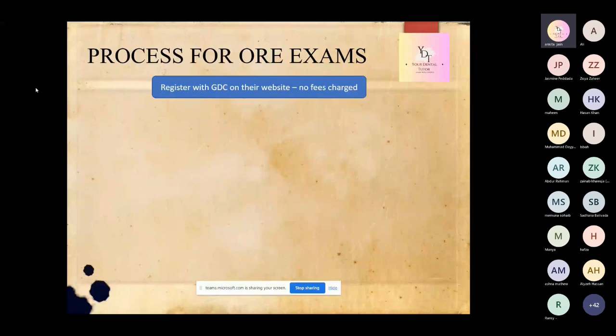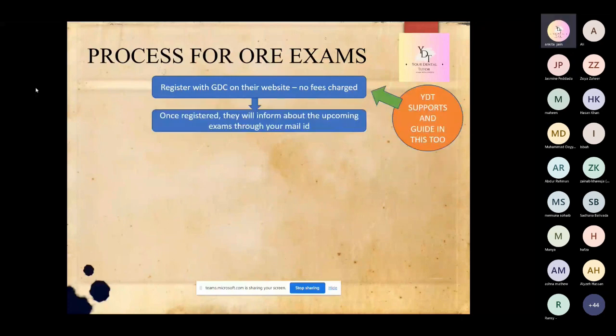Those documents have to be submitted before booking the slot in the examination, and they have to be submitted in a certain way to the GDC. Otherwise, GDC tends to reject them. So we also provide you guidance and support in that. Once you are registered, you will be informed about the upcoming exams through your registration email ID.